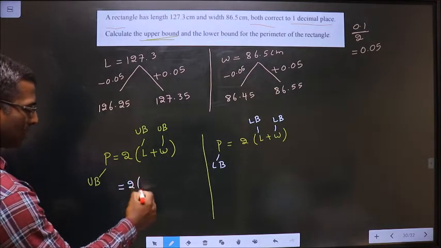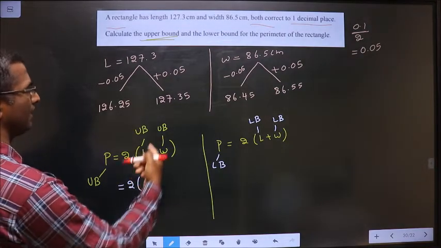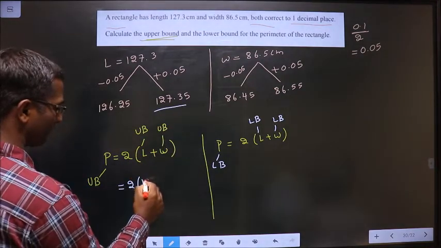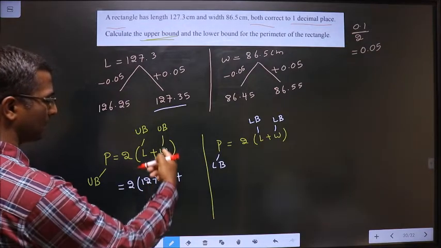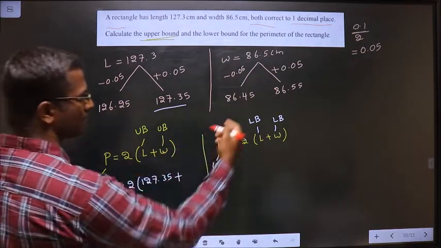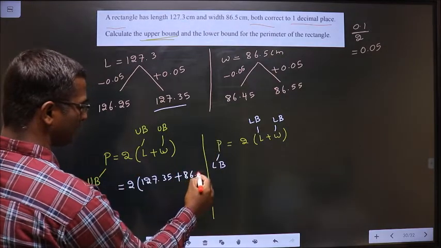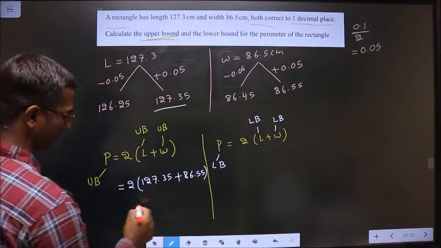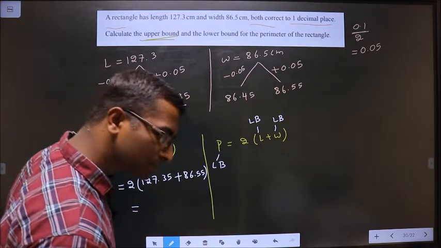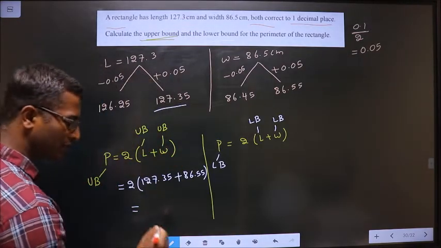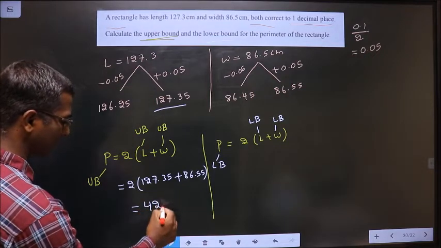So 2 times upper bound for L is 127.35 plus upper bound for W is 86.55. So put this in the calculator. You get 427.8.